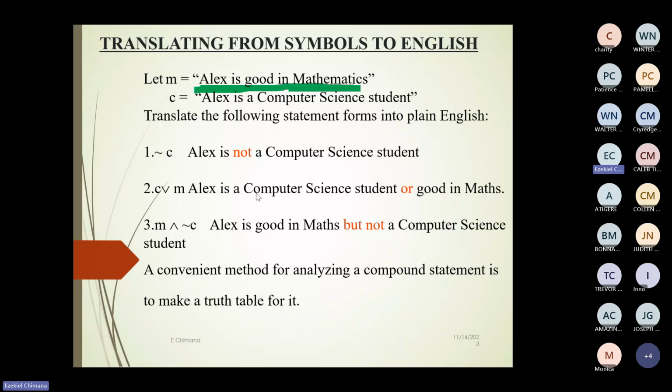Someone to contribute? Just want to see if you're on the same page. Pamela. Alex is good in maths, but not a computer science student. Which is very nice, but you are always quiet. I don't know what's happening, you guys. I'm asking for contributions. No one is raising a hand, but you have the answers.